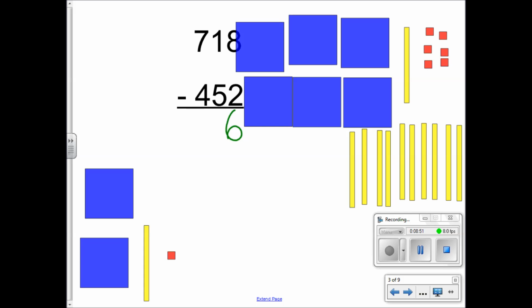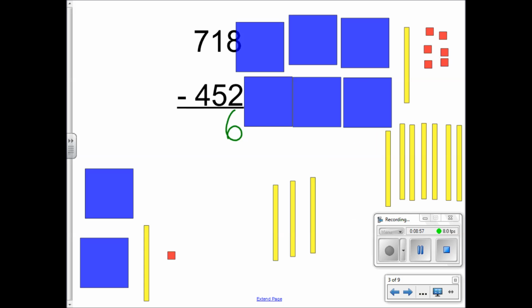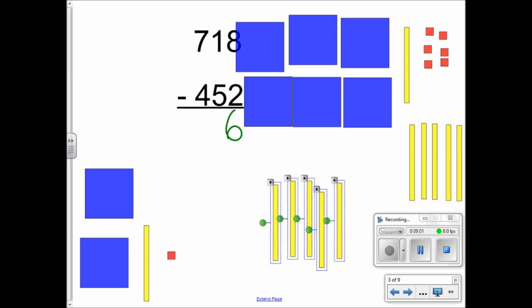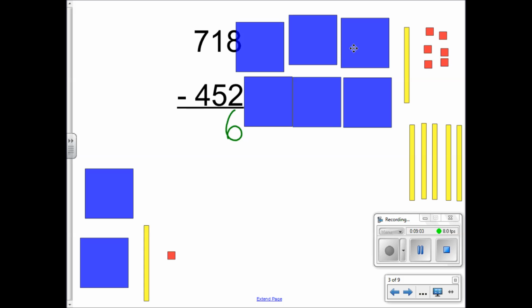I have 11 10s. Can I subtract 5 of them? Yes. Sure I can. I can move these 5 over and I can cut. And then I have 1, 2, 3, 4, 5, 6 10s. Now I'm going to move to the hundreds place. I have 7. I had 7. Now I only have 6 because I traded 1 in.